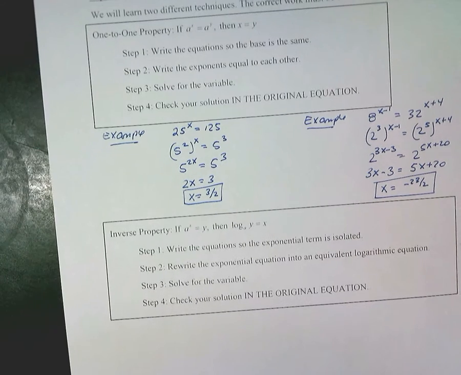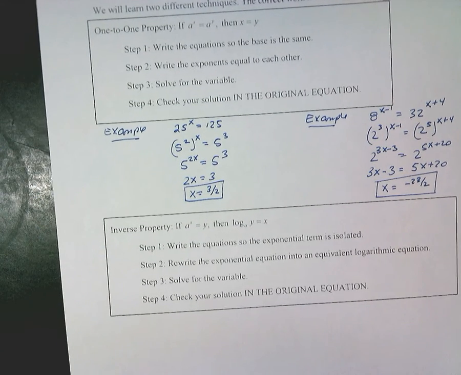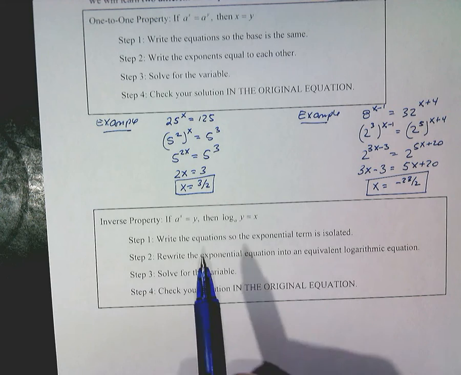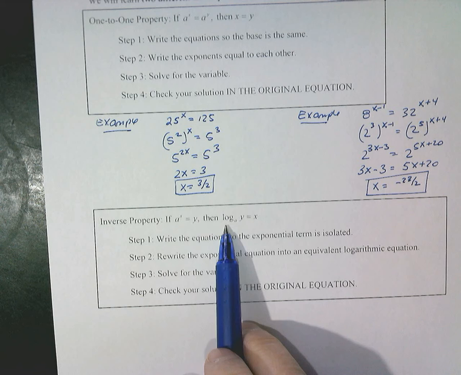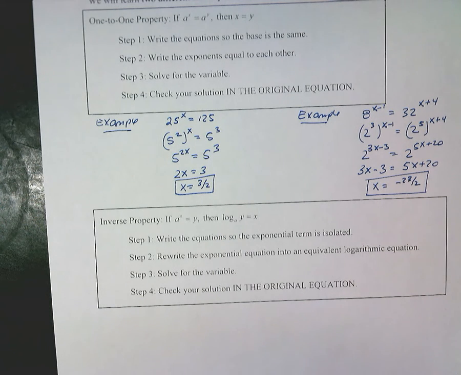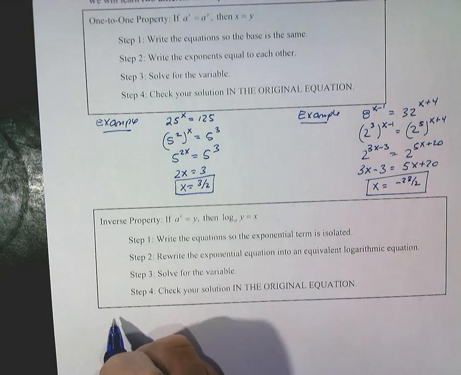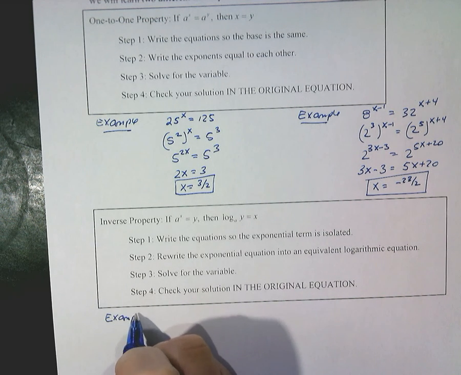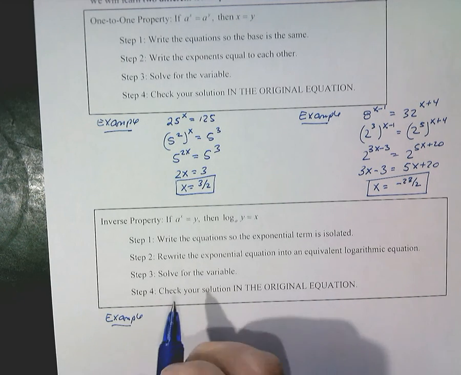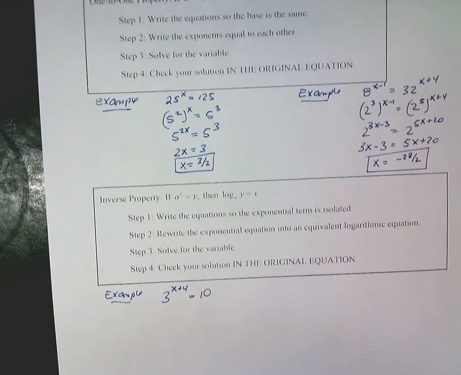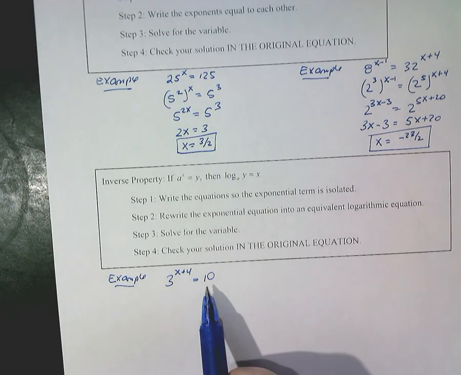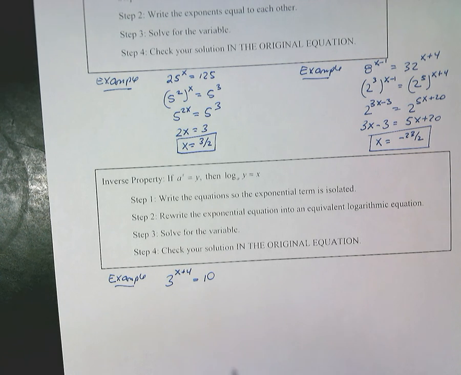The other one we're going to use is the inverse property. So this is the kind, if a to the x equals y, then I can rewrite the inverse, which is log base a of y equals x. And here are the steps that I use for this as well. So my first example, I have 3 to the x plus 4 equals 10. I always check to see if I can use the one-to-one property first, and there's no way I can make a 10 to a base of 3. So then I know I have to use the inverse property.